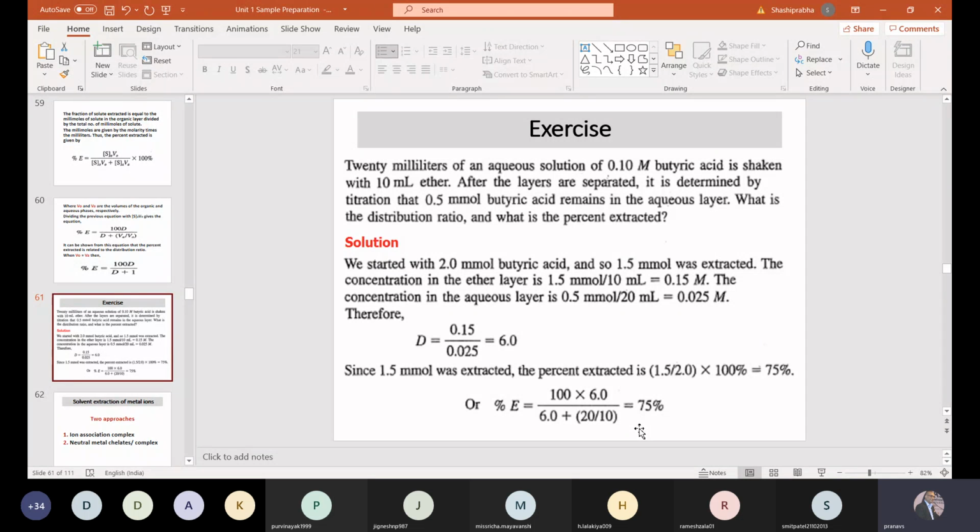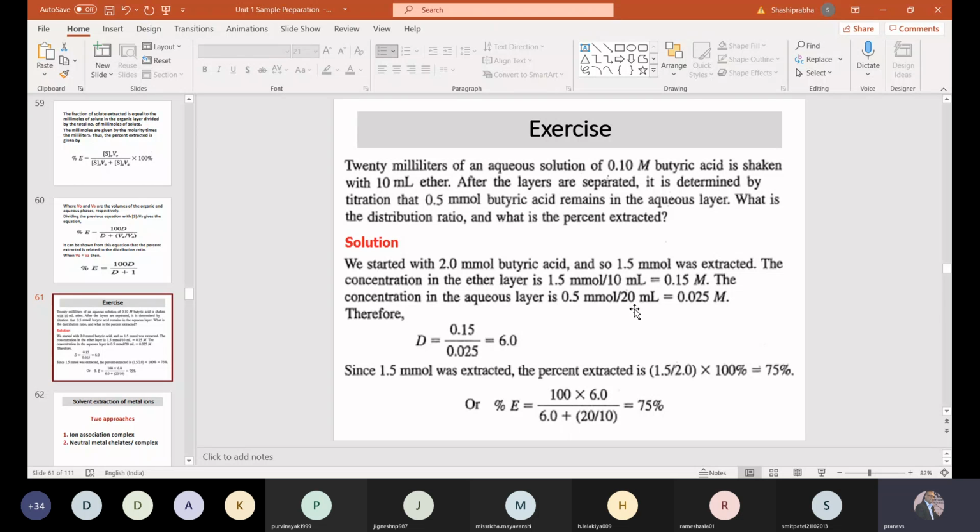Is it clear? Percentage extraction can also be found very easily: out of 2 millimoles, 1.5 went into the organic phase, so out of 100 how much would that be? It directly becomes 75. One can do it this way too and find the value of 75. Either way you will get the same result.